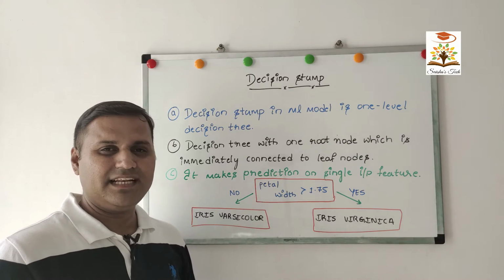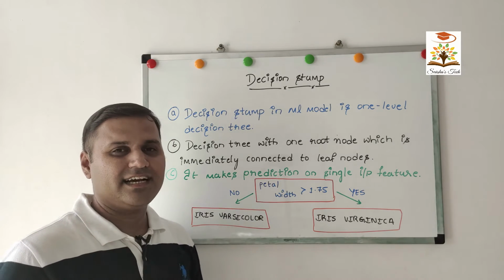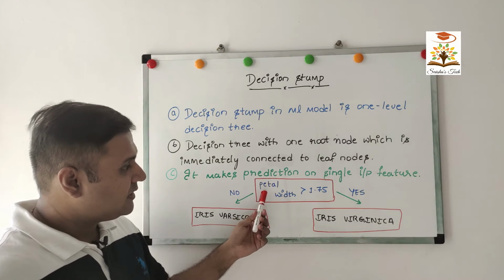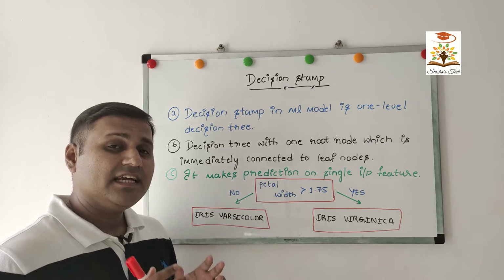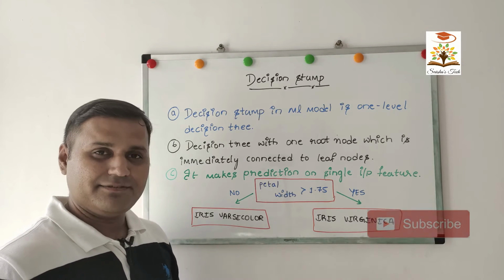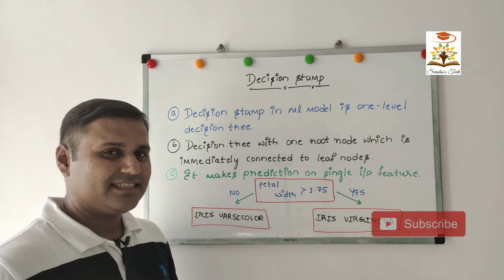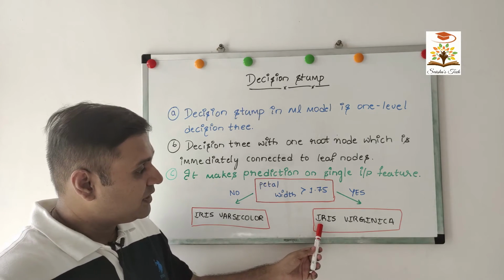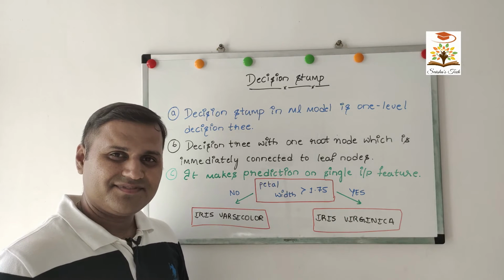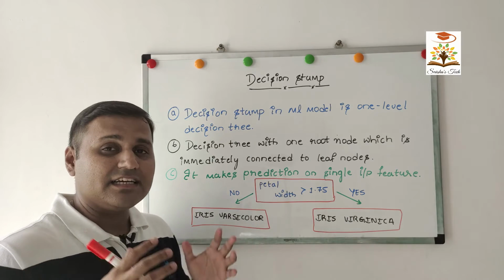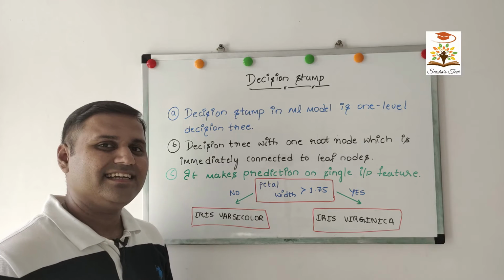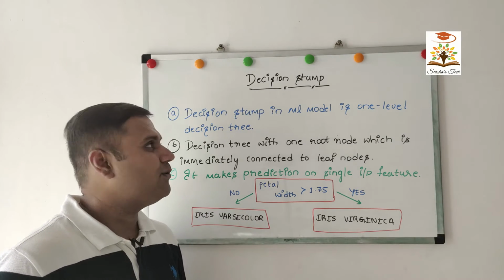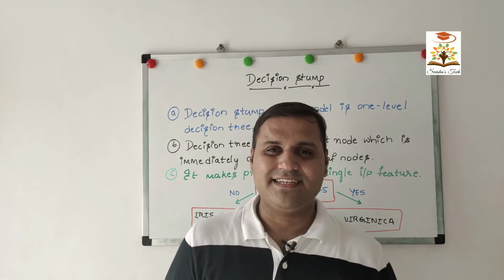Let me explain it with an example. Here I have considered iris data for explanation. In iris data, if the feature petal width is greater than 1.75, that is, if this condition gets satisfied, then the output is iris virginica, and if the condition does not get satisfied, then the output will be iris versicolor. This is how a decision stump is built.